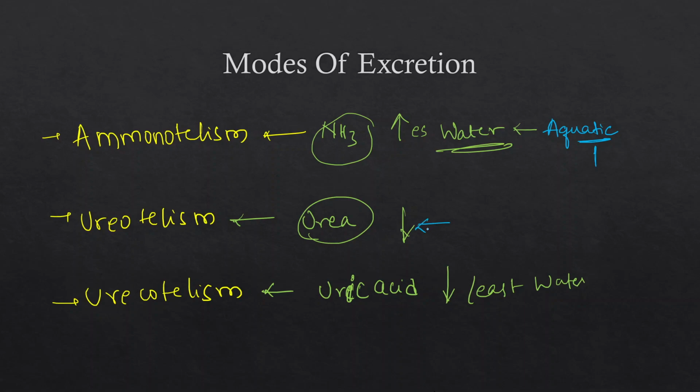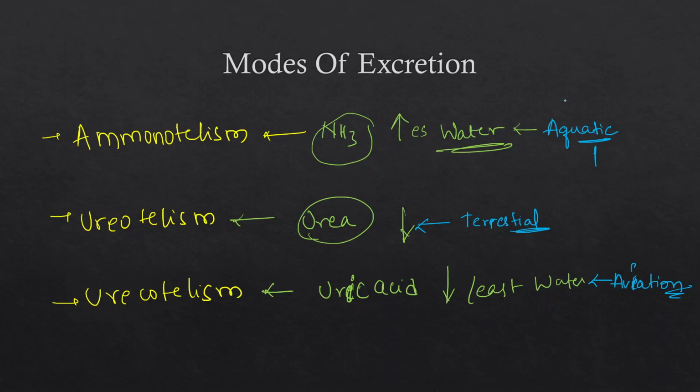Next, ureotelism, in which urea is excreted. Which medium has water midway between these two, not more, not less? That is your terrestrial medium. In which is the water the least among all? Yes, that is your aerial medium, aviation. In that, water is the least.